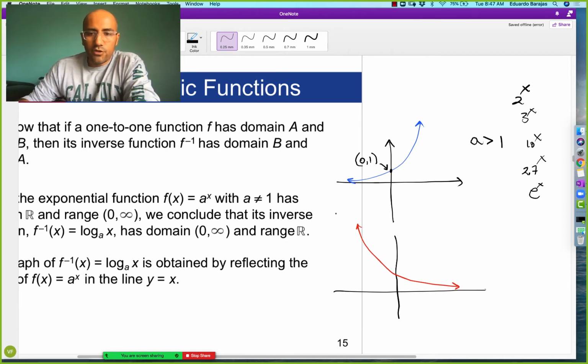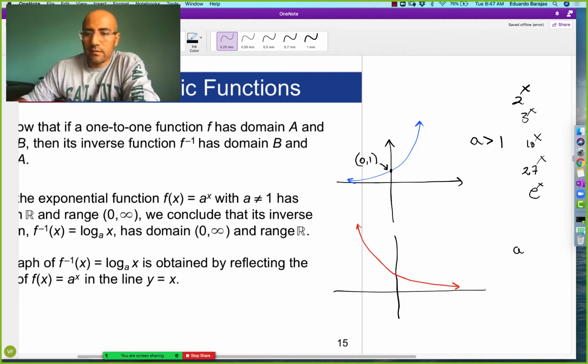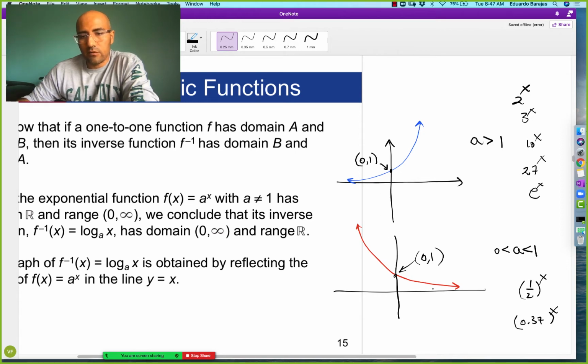Okay, all functions that have this shape are going to be cases where the a is strictly greater than 0, but strictly less than 1. Some decimal number trapped between 0 and 1. For example, 1/2 to the power of x, or 0.37 to the power of x, right? They'll have this sort of a shape. They will still have the point 0, comma 1. All of them will have that, right? And then, of course, depending on the actual decimal value, they will go a little steeper toward infinity on this end and still go toward 0 on this, right?